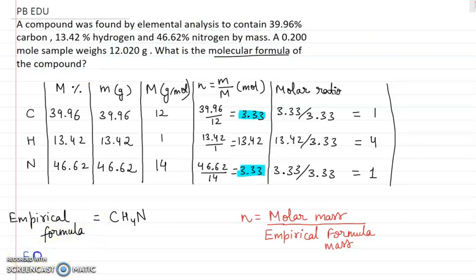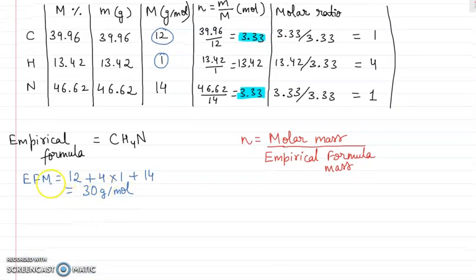So empirical formula mass is equal to, for carbon the atomic mass is 12, plus there are 4 hydrogen atoms, and its atomic mass is 1 gram per mole, plus nitrogen is 1 and its atomic mass is 14. So we have the empirical formula mass 30 gram per mole. Now we have to calculate the molar mass. For molar mass, we have to divide the mass of the compound by number of moles.